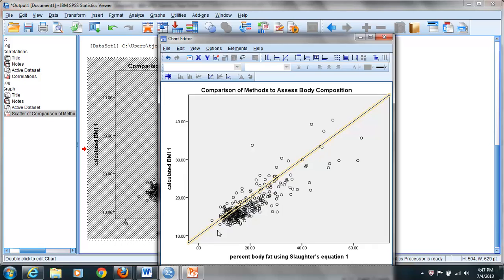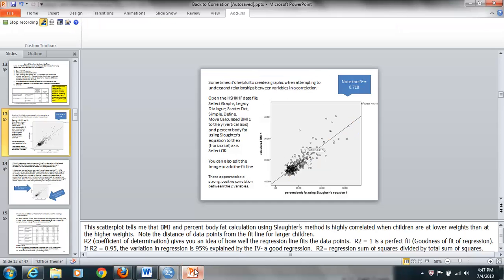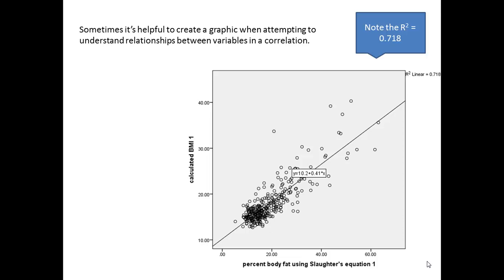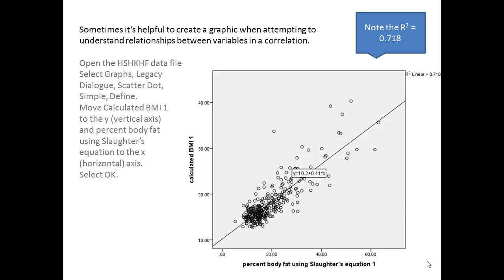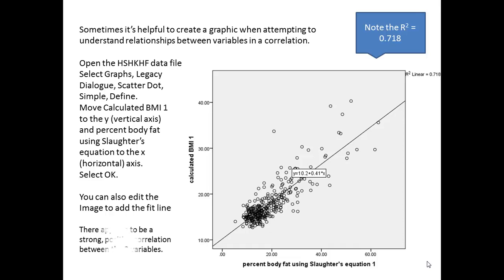This will be important to you a little bit later, but this is a goodness of fit line for the data. So if we go back to our SPSS, or I'm sorry, PowerPoint, this scatter plot tells me quite a bit. It says that there appears to be a good, strong, positive correlation between the two variables.